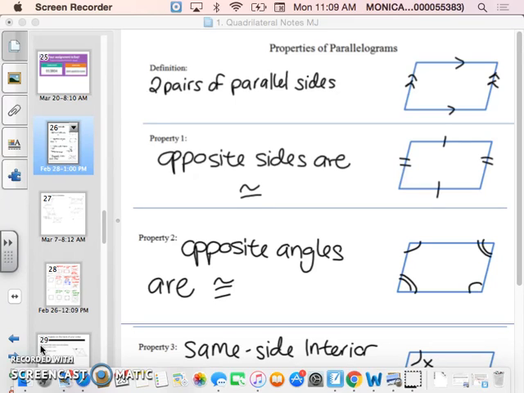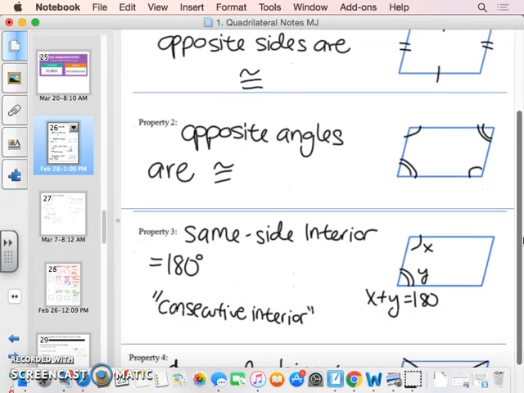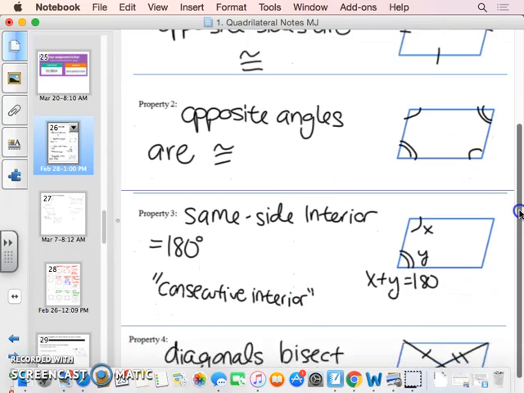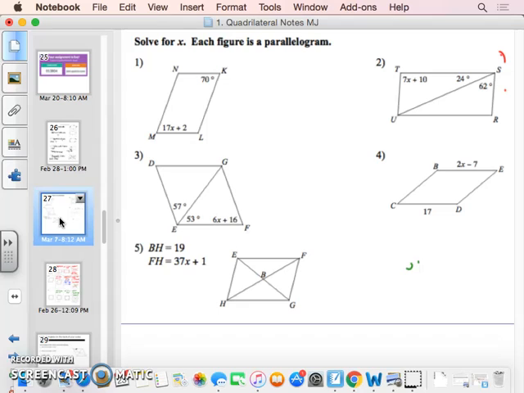Two pairs of parallel sides, then you know it's a parallelogram. One property of a parallelogram: opposite sides are congruent. This should have another equal sign under it. Also, opposite angles are congruent, and then, of course, same side interior angles. These two angles are going to add up to 180 degrees, and our diagonals bisect each other. So you need this notes page to know what rule or property to use in order to solve some problems.